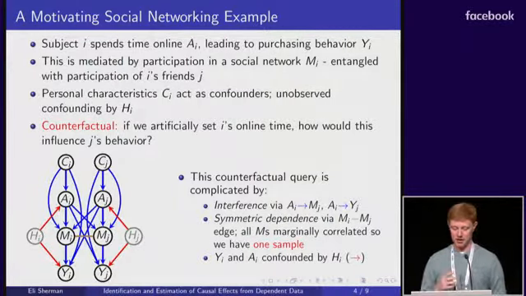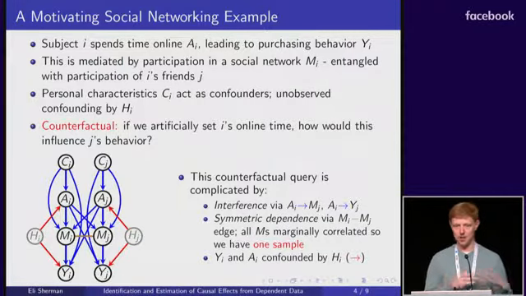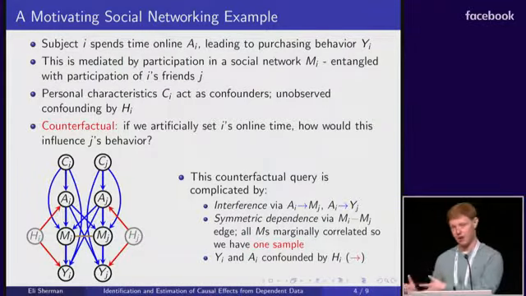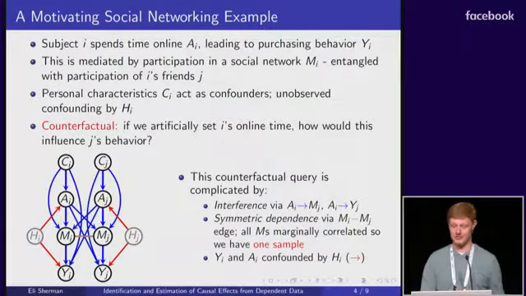And then in addition, person I has some characteristics C and confounders H that confound the treatment and the outcome, treatment being time spent online, outcome being purchasing behavior. So we're interested in answering this counterfactual question: what happens if we artificially set person I's time online? How does that affect person J's behavior?